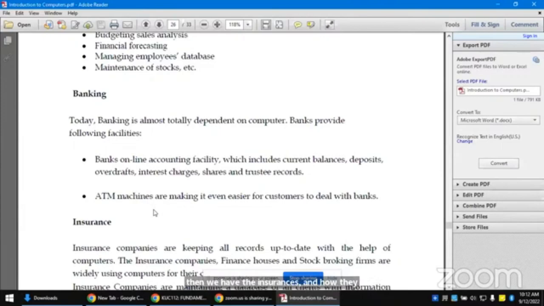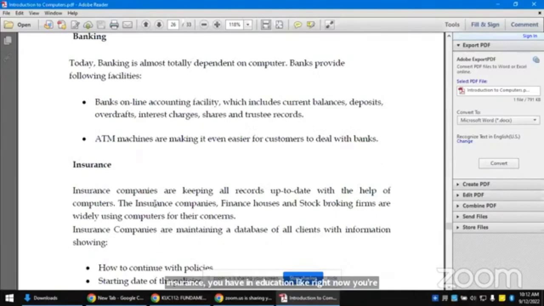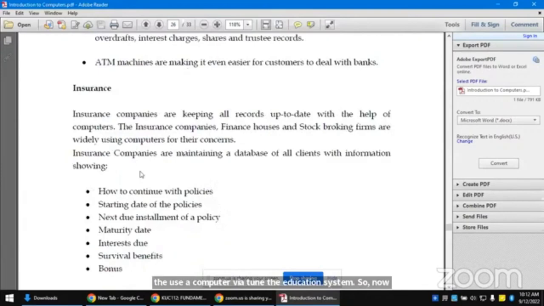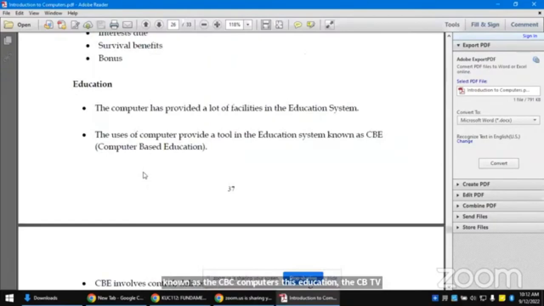We have in education, like right now you are learning online because of Zoom and the rest. So it's also important. The computers have provided facilities in the education system, known as CBE, computer-based education. Education involves control, delivery, and evaluation of learning. Like we are going to use computers to do exams, CATs. Then computer education is very familiar and rapidly increasing the graph of computer students.